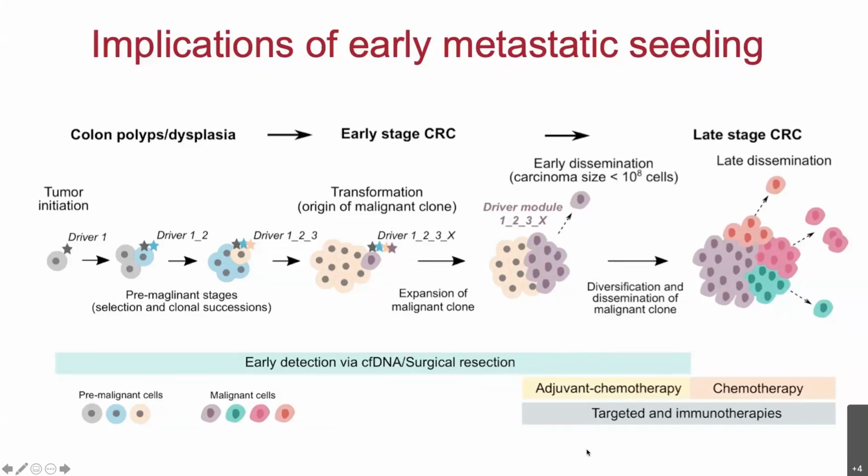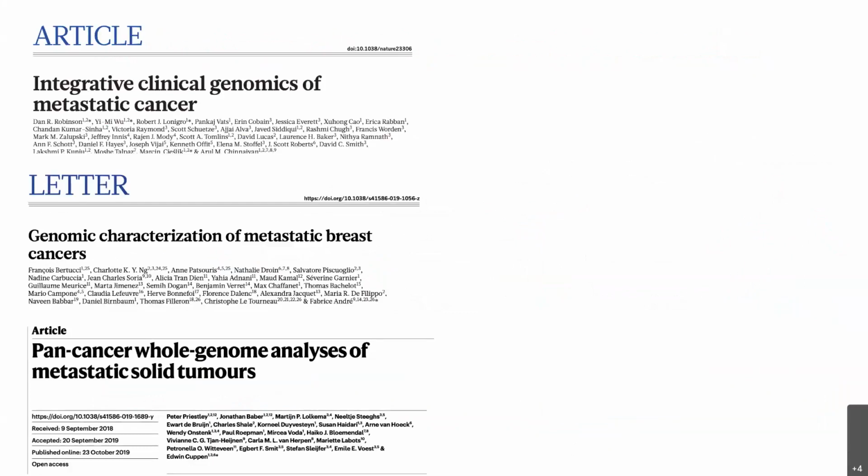So far I've shown you that, at least in colorectal cancer, there is evidence in the human setting for early metastatic dissemination. This finding really turns some of our assumptions on its head. But I think there are a number of other challenges that we need to address as a community. One of those is expanding the scope of these studies to other tumor types.